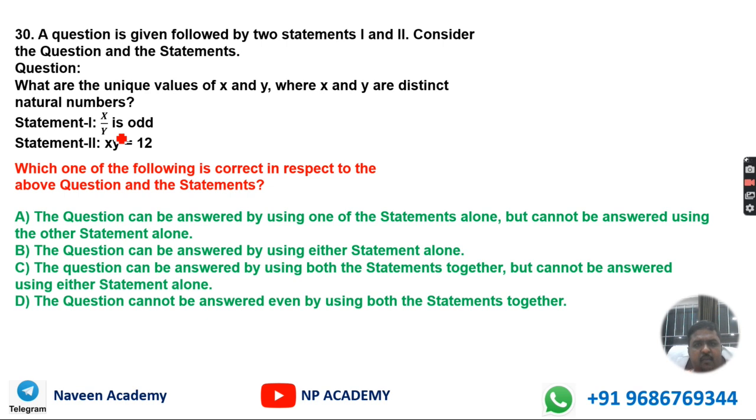Okay, so these problems, my dear friends, are sentence format questions. We have to read carefully and solve them. A question is given followed by two statements, 1 and 2. Consider the question and the statements.